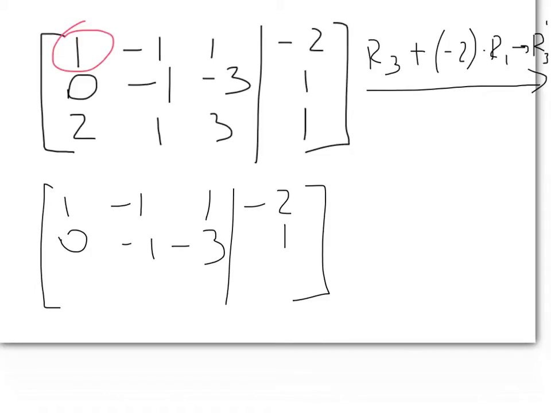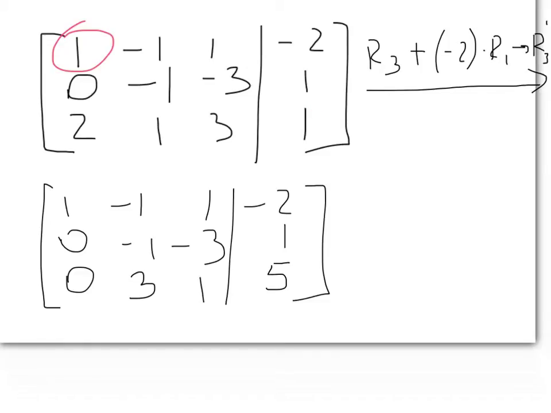What are you doing to row 3? You take negative 2 times whatever is in row 1 and add whatever is in row 3. So negative 2 times 1 is negative 2 plus 2 becomes a 0. Okay, second column. Negative 2 times negative 1 is positive 2 plus 1 becomes positive 3. Negative 2 times 1 is negative 2 plus 3 becomes positive 1. And negative 2 times negative 2 becomes positive 4 plus 1 becomes positive 5.